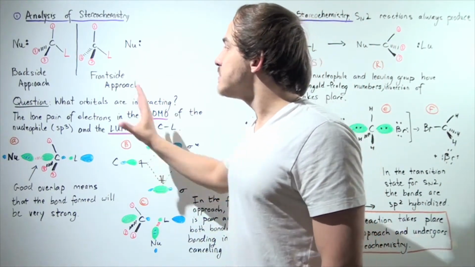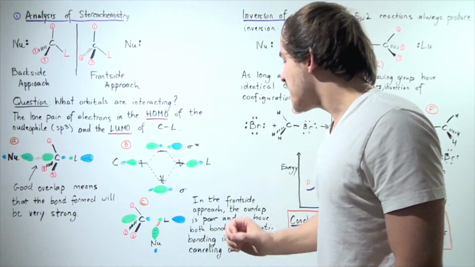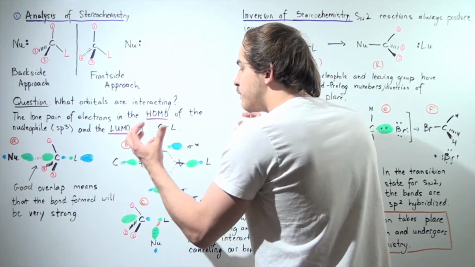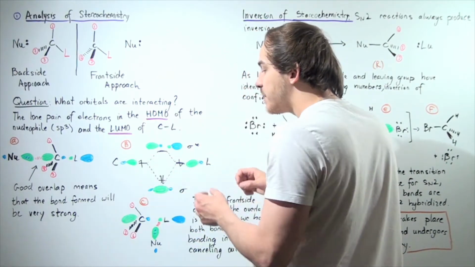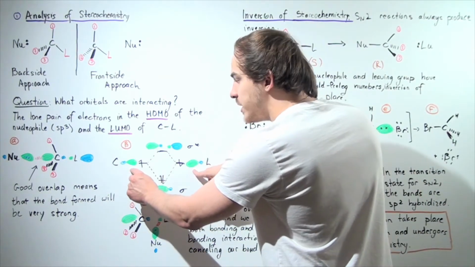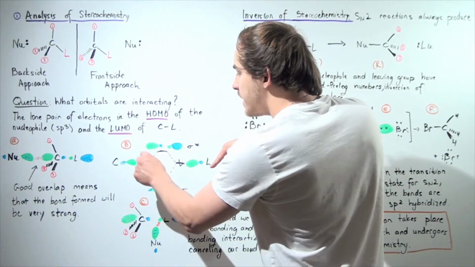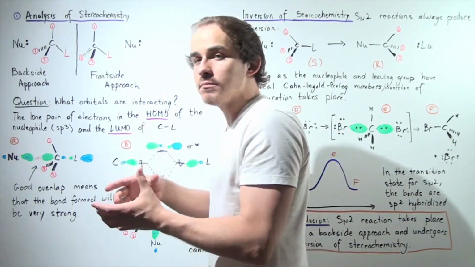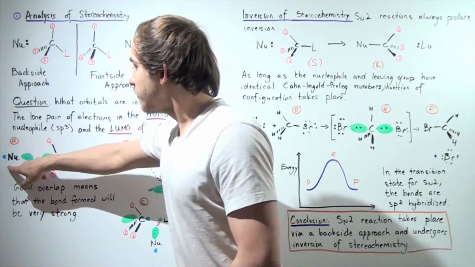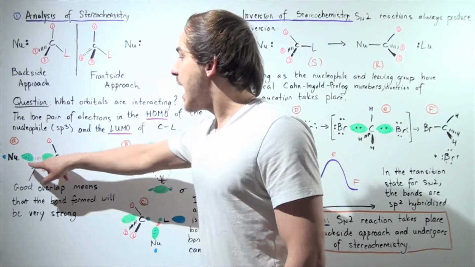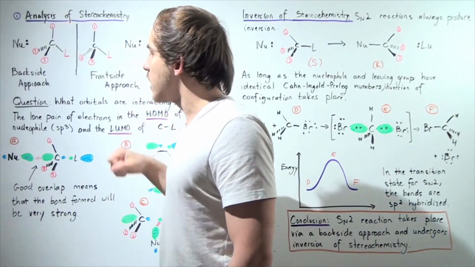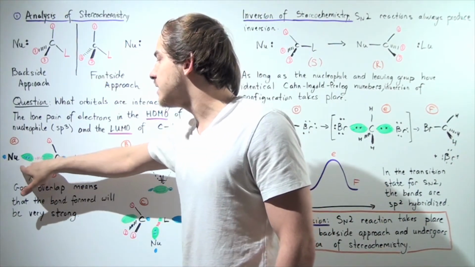So let's examine the backside approach and then compare it to the front side approach. Recall that when atoms form bonds, they form bonds because there's a good overlap between the orbitals. Notice how there's a very good overlap here between these two green lobes and very poor overlap here. A strong bond is formed when there's good overlap. Now, this is our nucleophile. Our nucleophile, let's say, is sp3 hybridized. So this pair of electrons is inside the sp3 hybridized orbital.